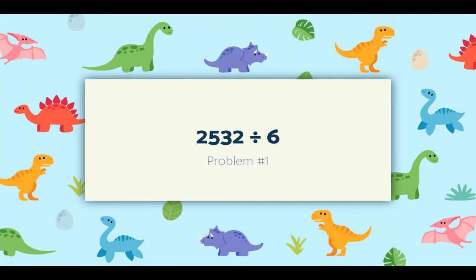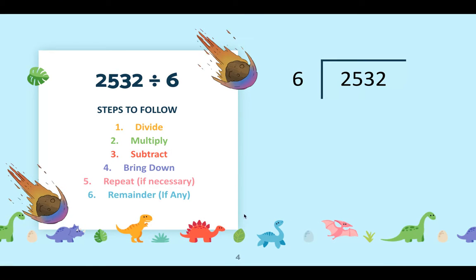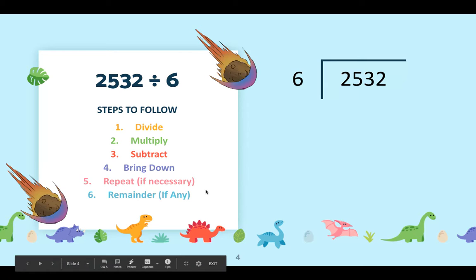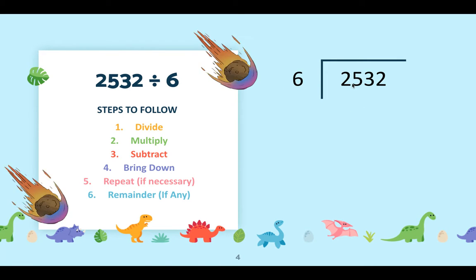So our first problem is going to be 2,532 divided by 6. We want to keep these 6 steps in mind when we are dividing. In our problem, we can see that 6 cannot go into 2, which is not possible. So we're going to leave it blank at the top, or you could put a 0, whichever you feel more comfortable doing. And now we focus on the next number, which is going to be 25.